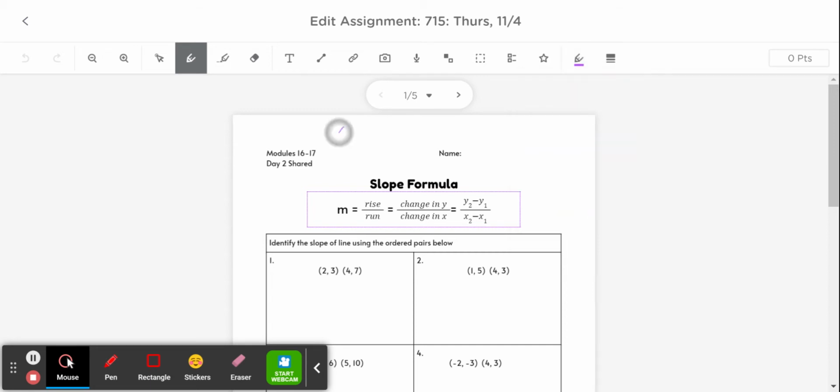Before we get started, I just want to remind you that an ordered pair is always x, comma, y. So you're going to need that for the slope formula. Our slope formula is written here for us. Remember, m means the slope.